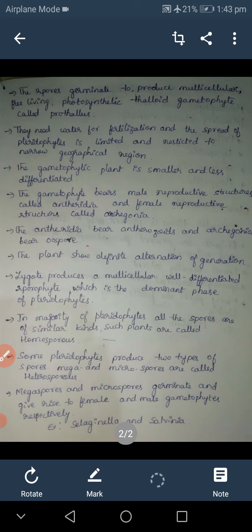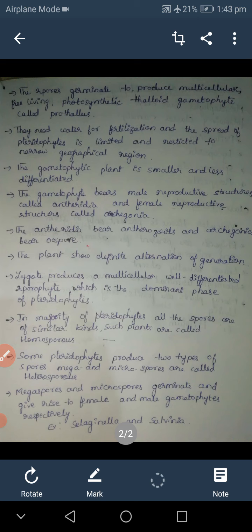The plant shows definite alternation of generation, means here the alternation between the sexual phase or generation and an asexual phase. In the sexual generation, the plant produces gametes or sex cells and is called gametophytic generation. Here, the asexual phase produces spores, that is called sporophytic generation. This is called as alternation of generation.